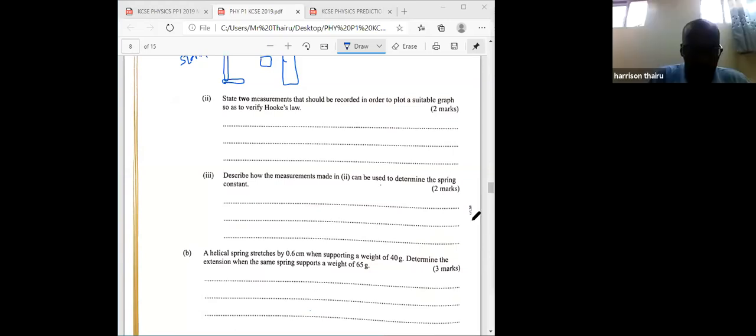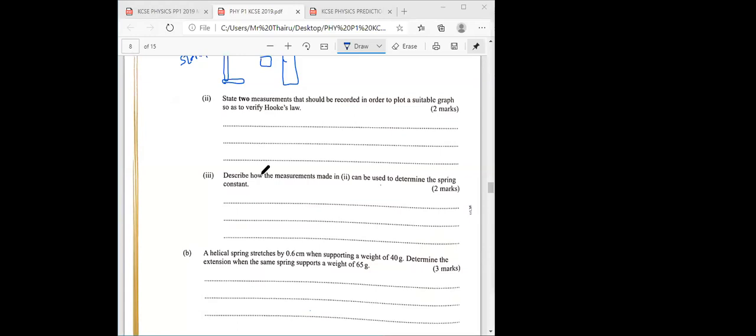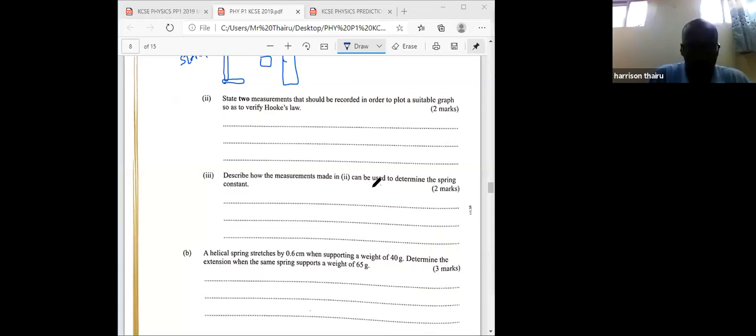Now, Roman 3, the question is asking, describe how the measurements above in Roman 2 can be used to determine the spring constants. So once you get different measurements, you have to sketch a graph of force against extension. And this graph will give you a straight line as long as the elastic limit is not reached. Then remember the question is asking how we can determine the spring constant. Two ways.